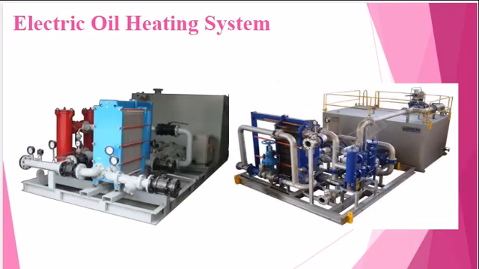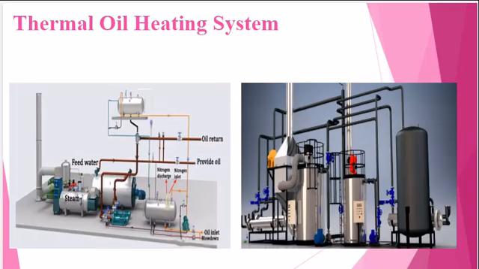Electric oil heating system. Electric oil heating systems use electricity to heat oil, which then transfers heat for industrial applications. These systems offer precise temperature control without relying on combustion fuels, making them ideal for industries where cleanliness and safety are top priorities.